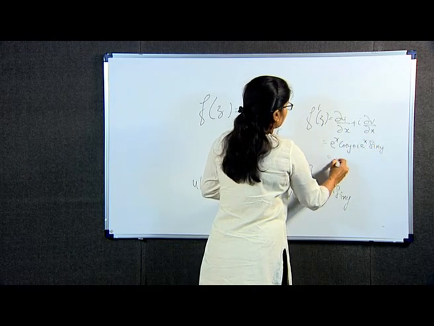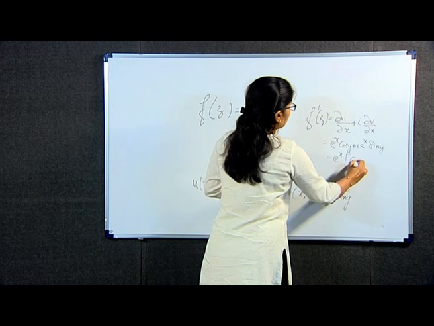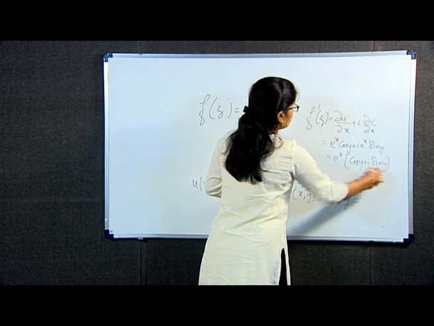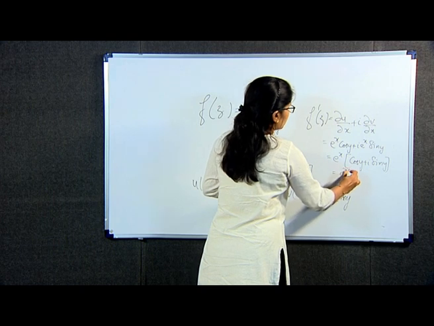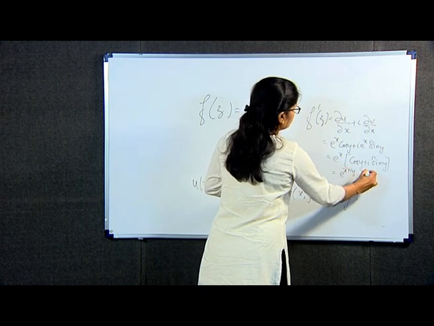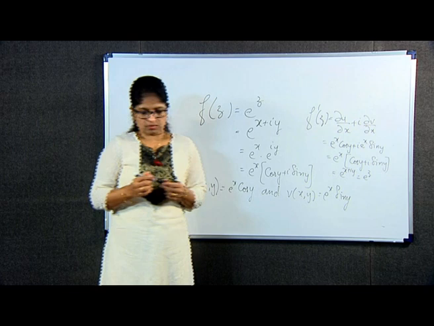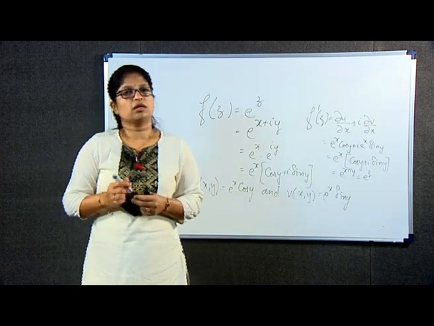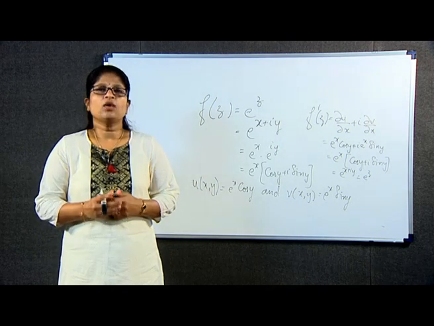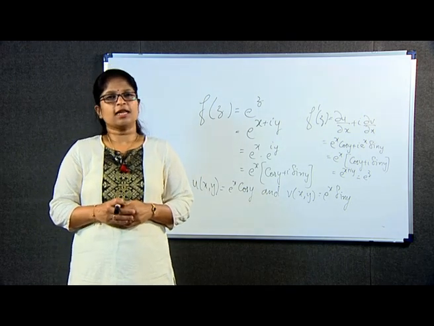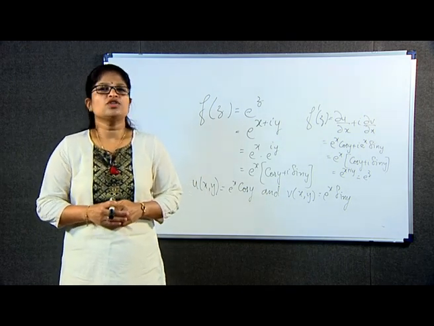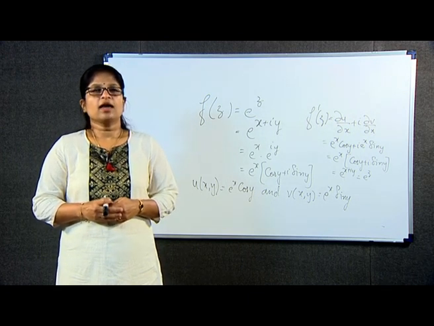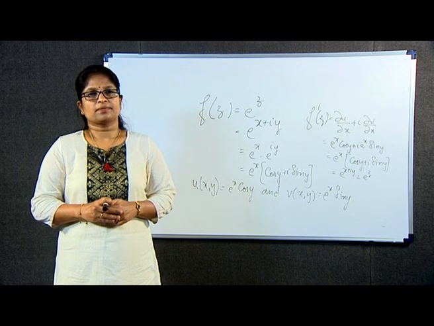This is nothing but your e^x. Go back the way we have separated it, and you get e^(x plus iy), and that is nothing but your e^z. And you know that the derivative of e^z is e^z. Now here we have seen an example where you have replaced the function into the Cartesian form x and y, and there you have checked the CR equations.